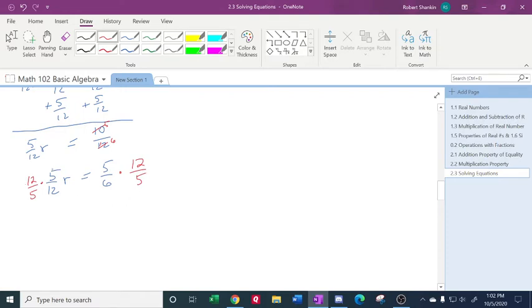And the 12s cancel out, the 5s cancel out. You just get r. Exactly what we want. And then you could multiply these two and get 60 over 30, but it's quicker to divide right away. Divide by 6. And then r is equal to 2 over 1, which is 2, and we're all set.